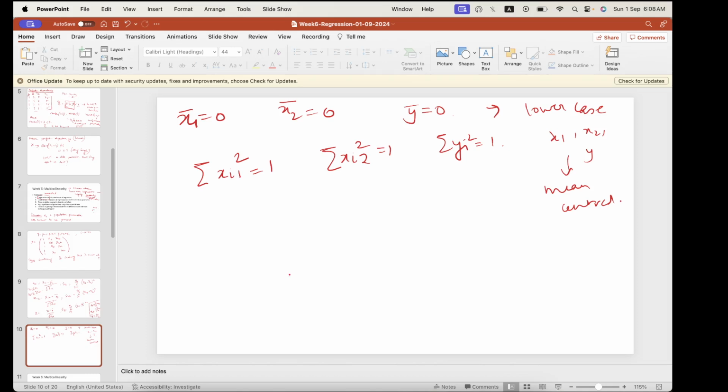Alright, now, so then we are going to fit the model assuming that these x1, x2, y are mean centered and scaled.